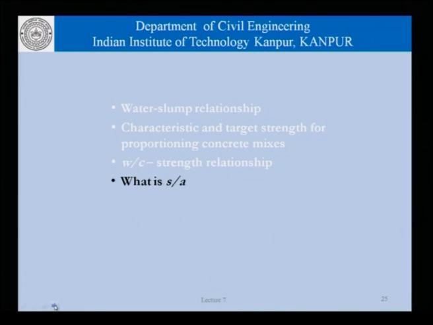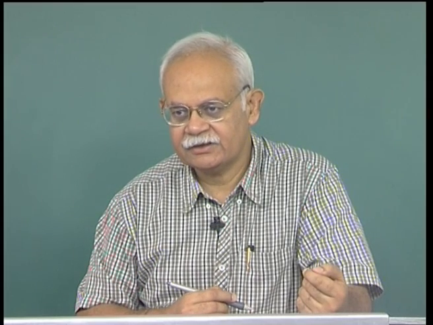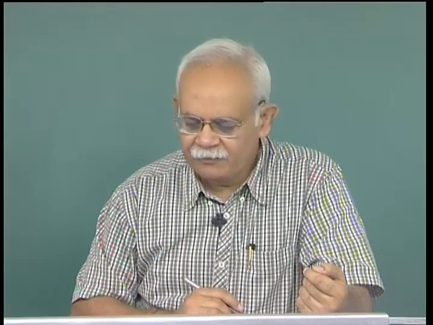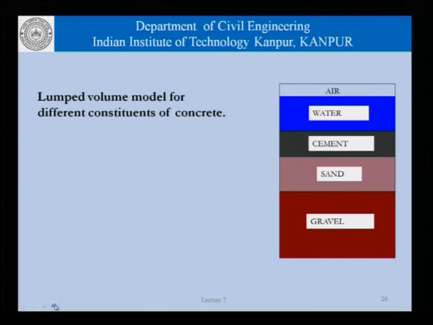Now, coming to the last item that we have for the discussion today as a concept in proportioning concrete mixes is the S by A, that is the sand to aggregate ratio or the sand in the aggregate ratio. We have considered this lumped mass model or lumped volume model, I should say, for the different constituents of concrete. We have said that, okay, this is water, this is cement, this is sand, this is gravel, or this is what I call coarse aggregate, this is what I call fine aggregate, and this is what we have considered, that a given volume, a cubic meter or 1000 liters or whatever that volume is comprising of a certain amount of water, a certain amount of cement, a certain amount of sand and coarse aggregate with some air, whether it is entrained or it is entrapped, sitting in the concrete mix.